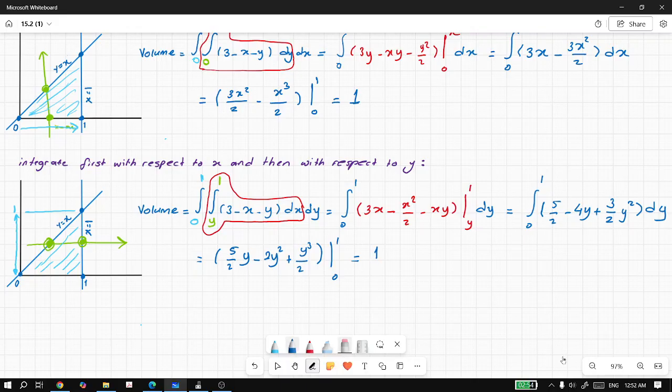So that's how we are finding the volume of an object using the order either dy dx or dx dy, given the steps that we have studied previously in that section.